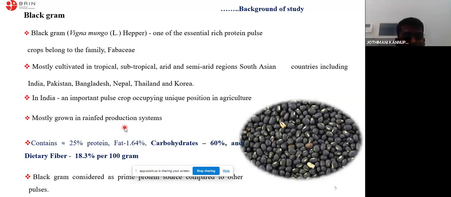The black gram contains approximately 25% of protein. This high protein content makes it an excellent source of plant-based protein. The fat content of black gram is relatively low at about 1.64%. This makes it a healthy option for those looking to maintain a low-fat diet while still obtaining essential nutrients. The black gram is rich in carbohydrate with about 60% of dietary fibers and 18.3% of fiber for 100 gram black gram seeds.